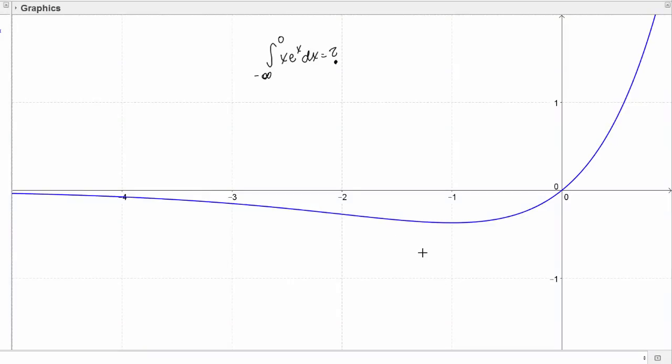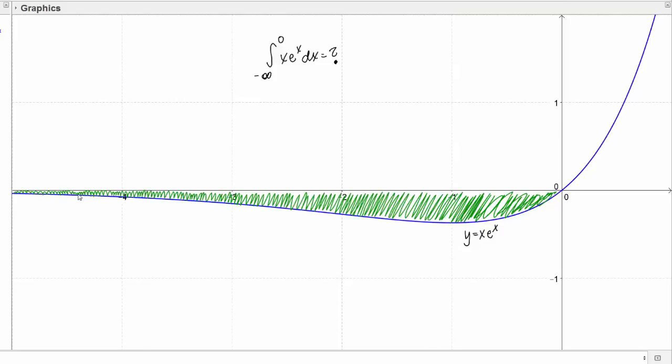So to get a sense of what we're being asked here, let's just quickly look at the graph of this function. So here in blue, I have the graph of the function x e to the x. And what we're interested in is the definite integral from negative infinity to zero. So what this is asking us then is for the net area bounded by this curve between the x values of negative infinity and zero. So if I were to shade that area in, it'd look like this. Except it continues on to the left here forever.